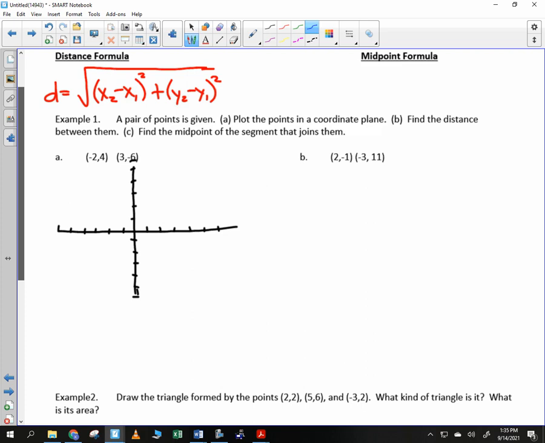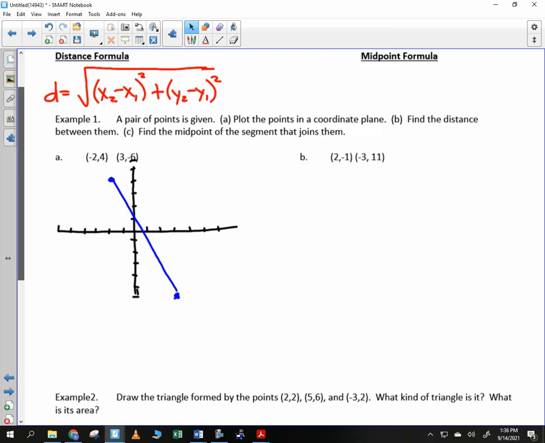All right, so I'm going to plot -2, +4, and +3, -6. And I'm going to connect those. So we have a segment joining those two points: -2, 4, and +3, -6. Is everybody okay with my little graph? Okay, so I would like to find the distance between them.